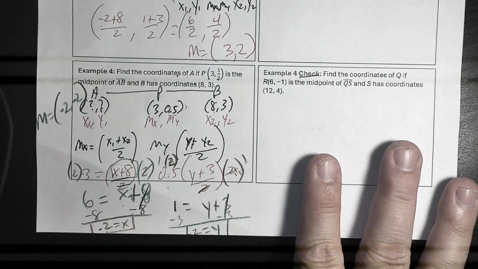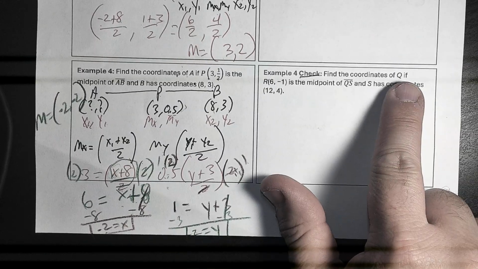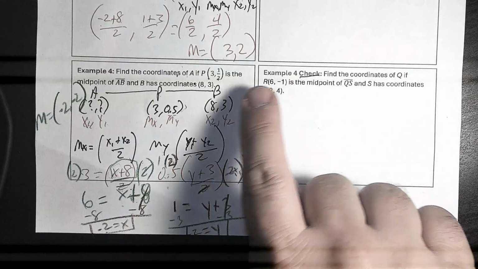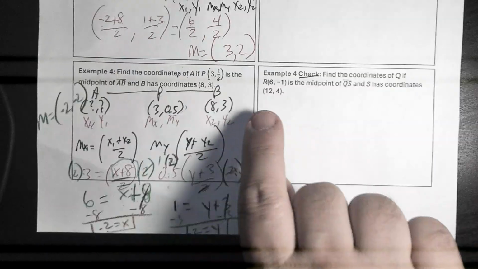The other side is going to work the same way. So we have Q and S. R is the midpoint. So R is your MX, MY.